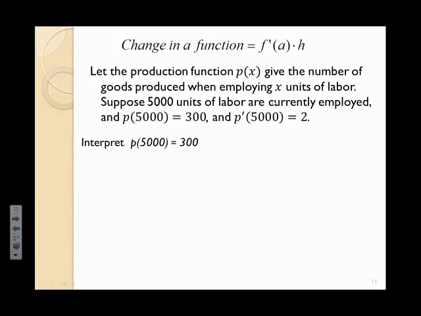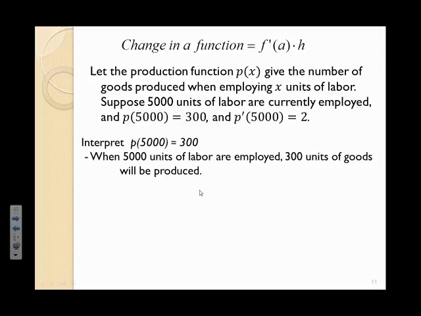And that's when employing x units of labor. Well, the x is inside the parenthesis here, right? So it's P of x. So the x in this case is 5,000. So x is units of labor, and x is 5,000. That must mean that there's 5,000 units of labor being put into producing whatever this is. This is the production function. So when you put in 5,000 units of labor, you're going to get 300 back. 300 what? Well, again, the production function gives the number of goods produced. So it's going to be 300 units, whatever it is that we're producing.